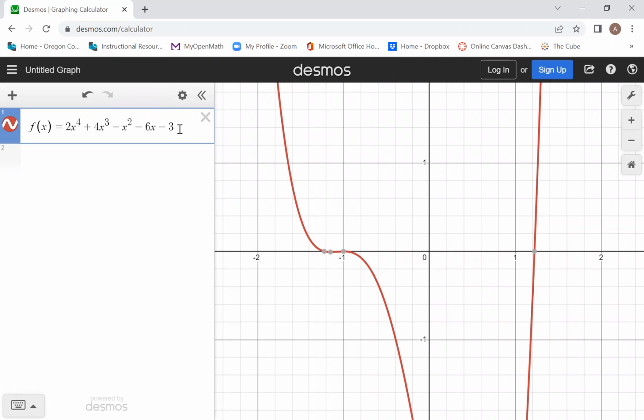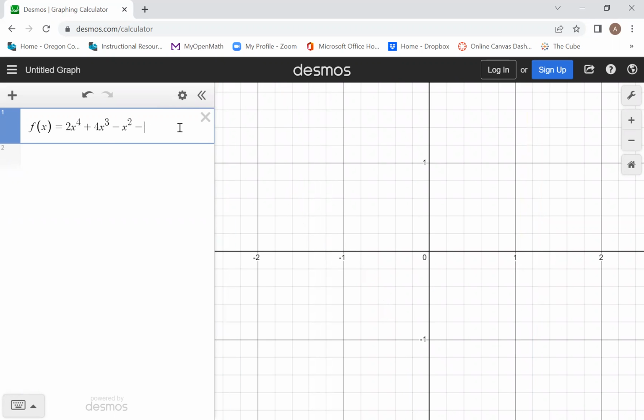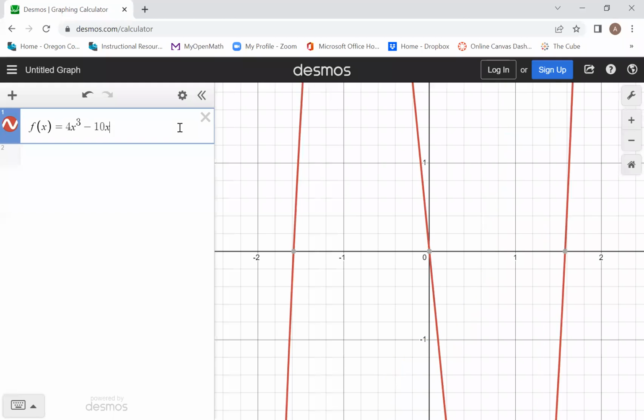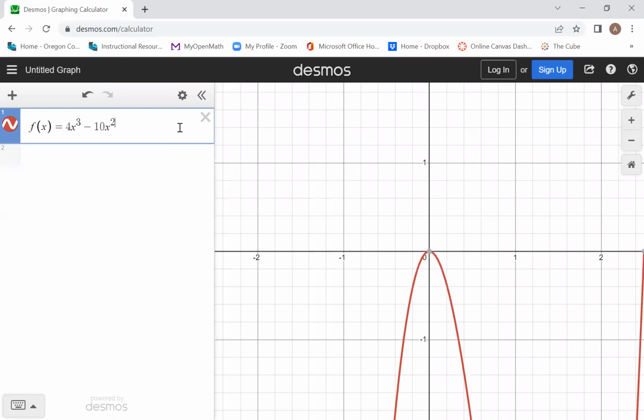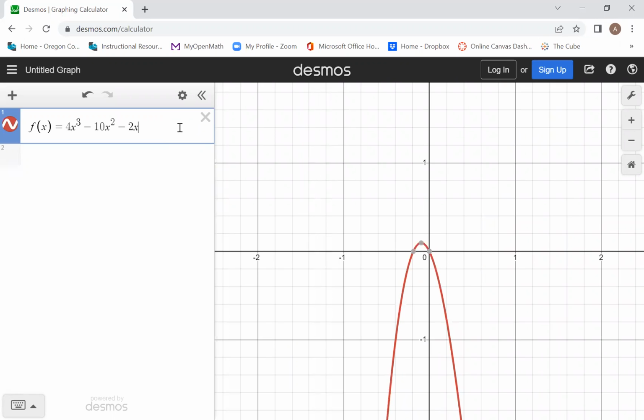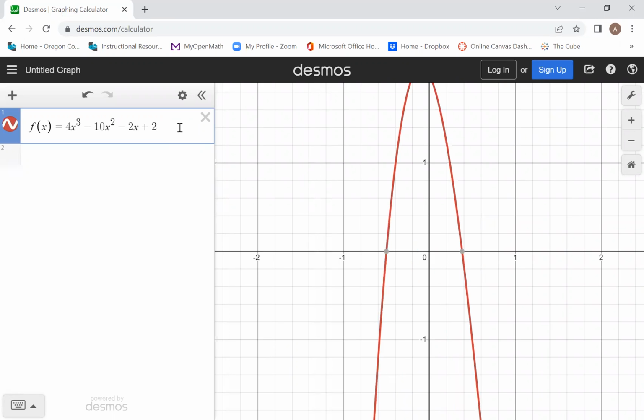Sorry. Let's go ahead and enter this new function. Let me go back. Oh, there we go. Okay, 4x cubed minus 10x squared, and then it's minus 2x plus 2. Okay. Boom. Okay, here we go.